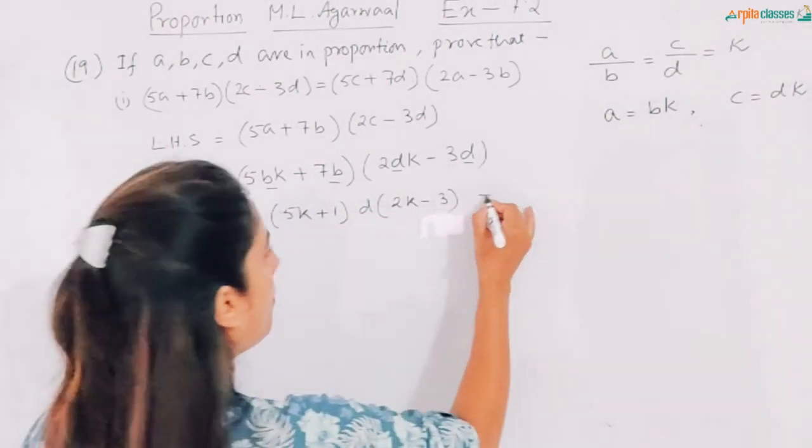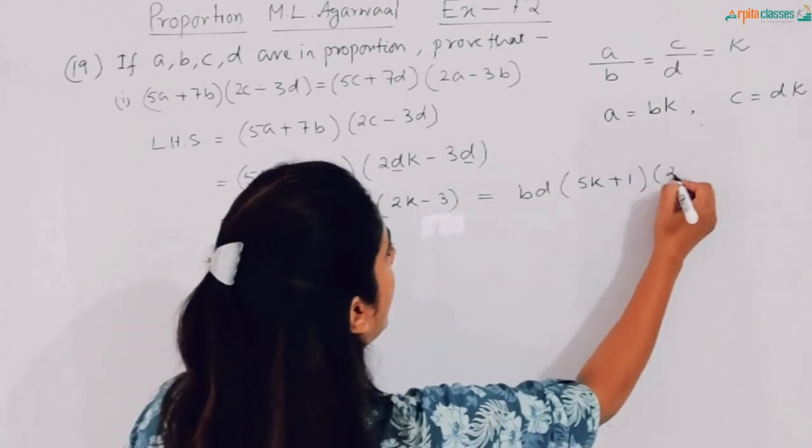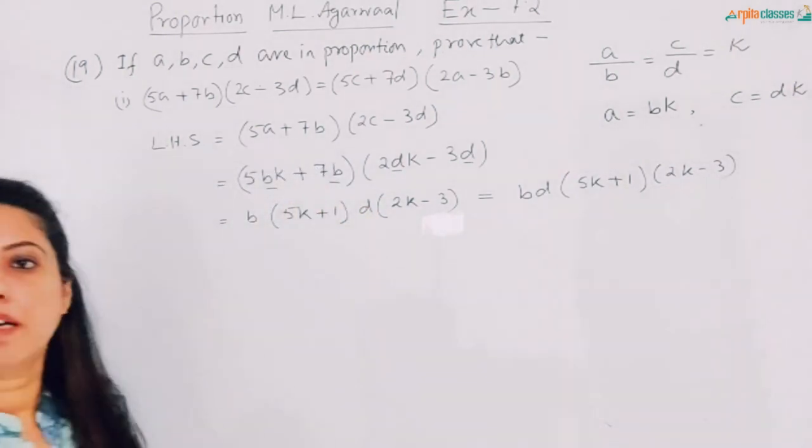So if I write it in a proper manner, it will be b into d, 5k plus 7 and 2k minus 3. This is the left hand side.